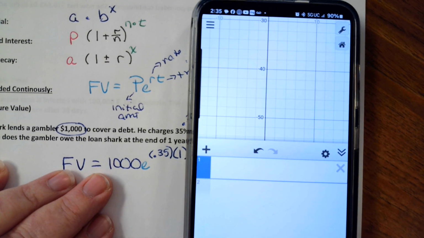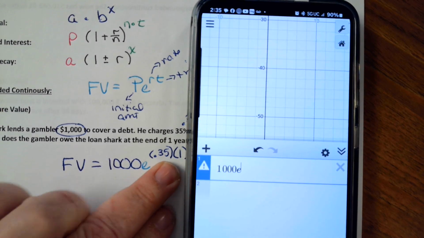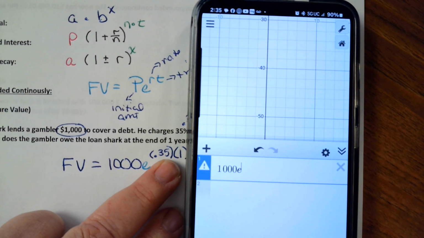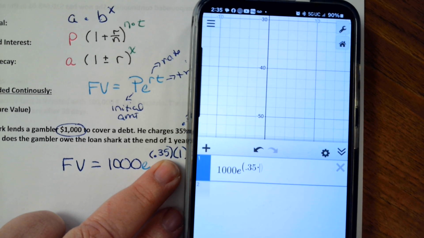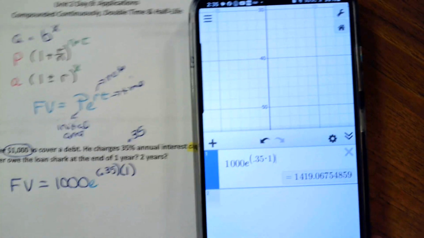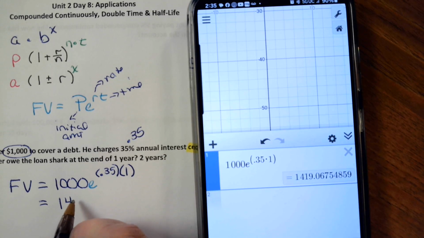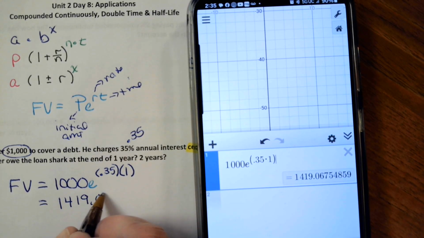So let's come right here. Let's see, we've got 1,000 times E raised to the 0.35 times 1. Well, 0.35 times 1 we know is 0.35, but I'm just going to go ahead and put it right here. Remember, 0.35 times 1, you got to put it in parentheses. So at the end of 1 year, without making any payments whatsoever, this person would owe the loan shark $1,419.07.